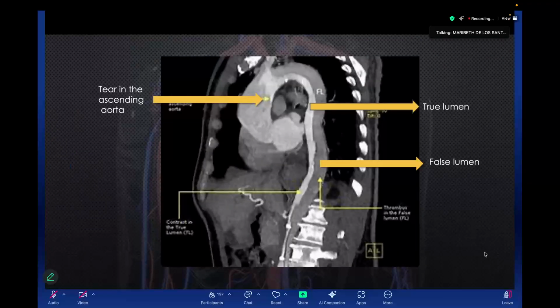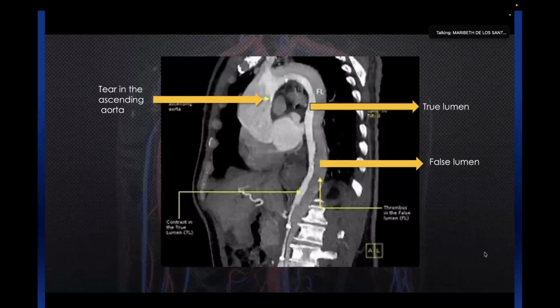An aortic dissection can be defined as acute when diagnosed in less than 14 days, or chronic when diagnosed after more than 14 days. Aortic dissection is more common in men and in patients with connective tissue disorders like Marfan syndrome, and it has a peak onset at the 6th and 7th decade of life.